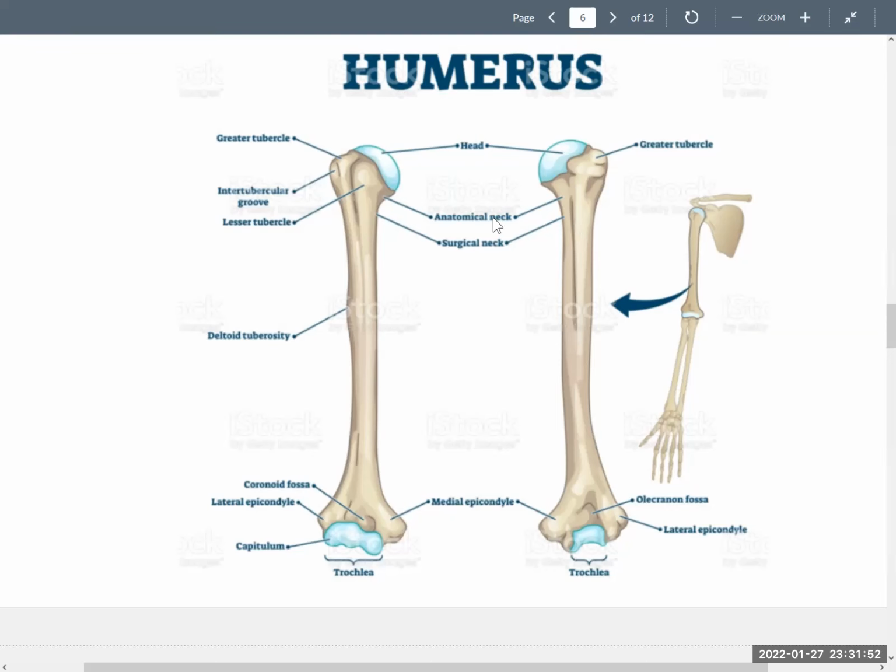The anatomical neck is higher. I'm not pleased with the description of anatomical neck here. This is the anatomical neck at the bottom of the cap. The line should be up there. Shame on the person who put this picture together, and shame on me for not catching it earlier. The anatomical neck is here. Surgical neck is straight across here.